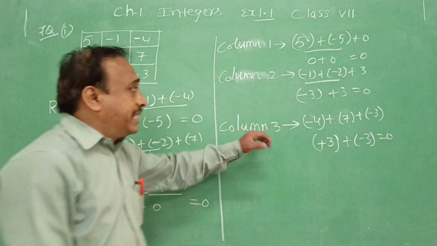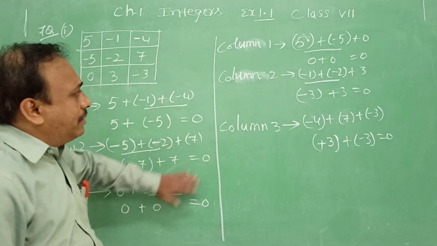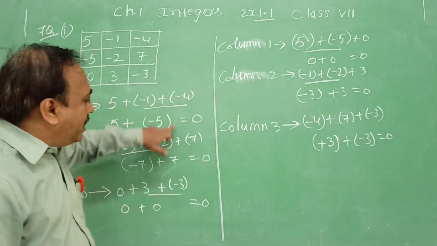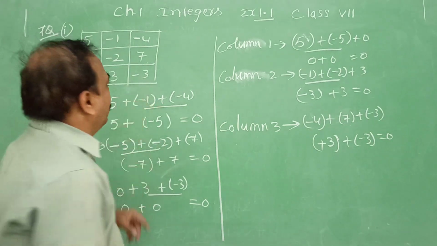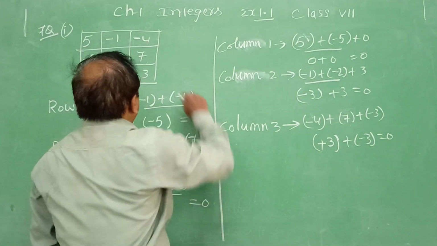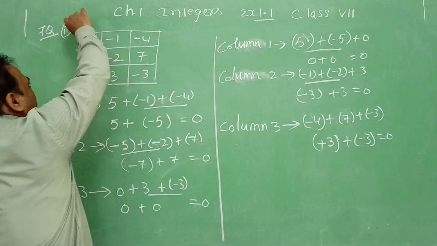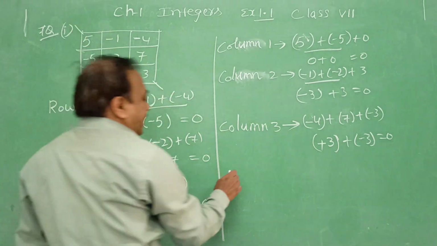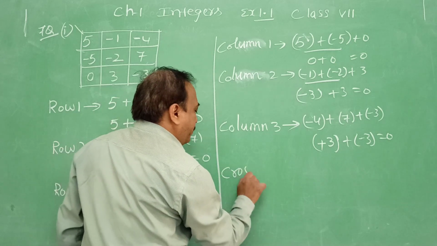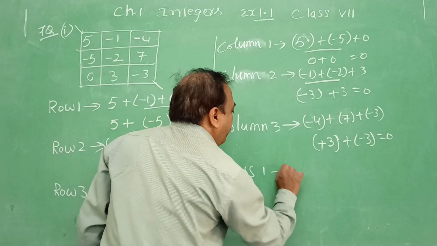So row 1, row 2, row 3, column 1, column 2, column 3, we got all zeros. Now diagonally also we need to check. Diagonally is called cross. So this is diagonal 1, cross 1.